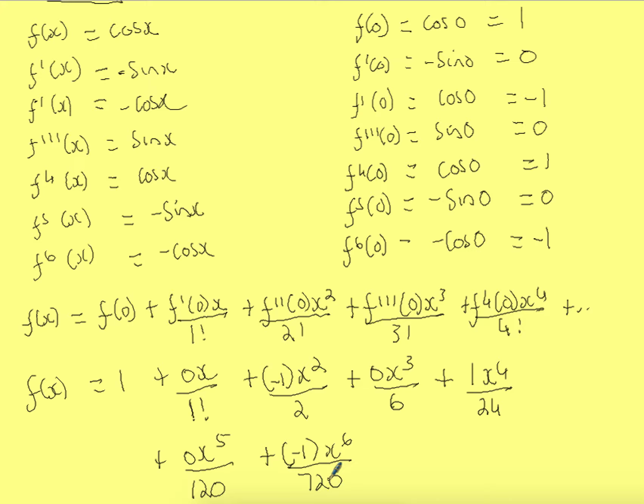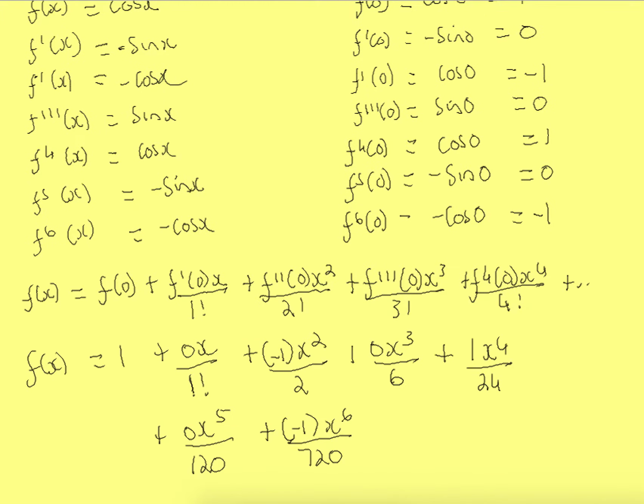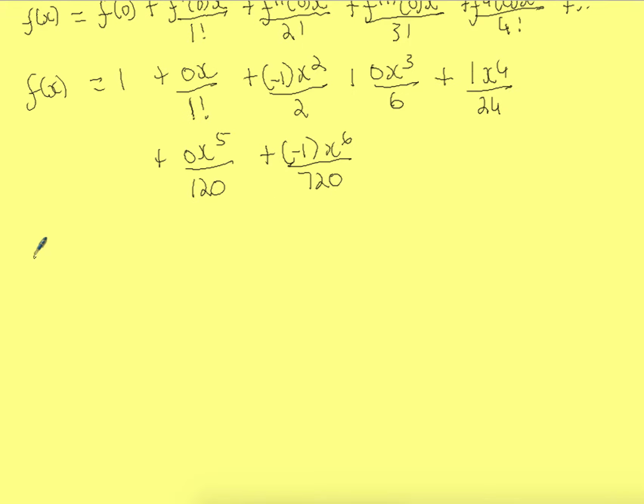So you can work out your factorials at any point. It's not an issue. You just do it if and when you want to, right? And remember, you're told what the answer should be, so it should hopefully work out for us. So that means that f of x is equal to 1 take away x squared over 2 plus x to the power of 4 over 24 take away x to the power of 6 over 720.